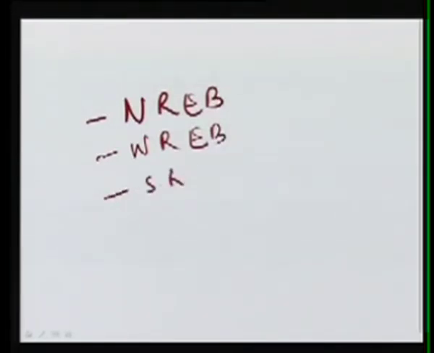And presently we have the 5 regional electricity boards. One is the Northern Regional Electricity Board, another is the Western Regional Electricity Board, and the Southern. Like we have NREB, that is the Northern Regional Electricity Board. We have the Western Regional Electricity Board, the Southern Regional Electricity Board, the Eastern Regional Electricity Board, and the Northeastern Regional Electricity Board. So in India we have the 5 regional electricity boards.